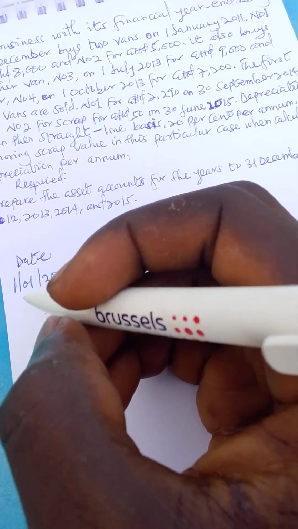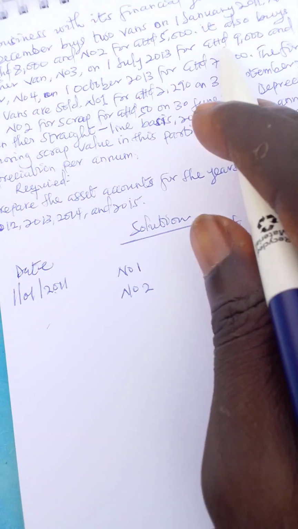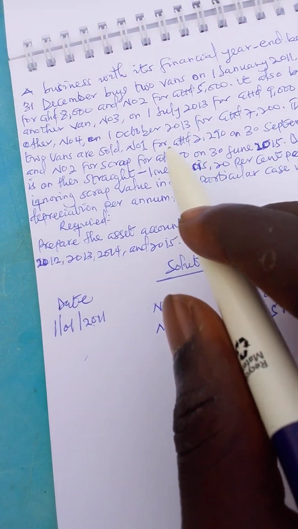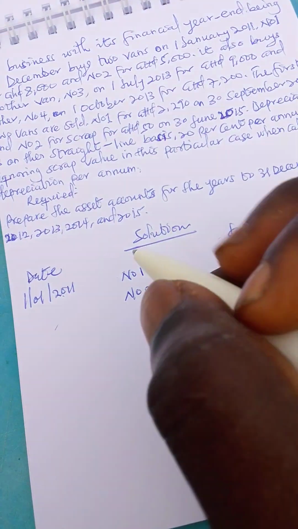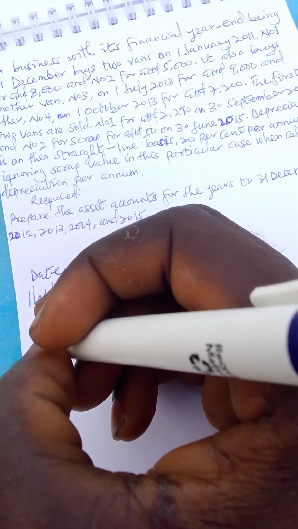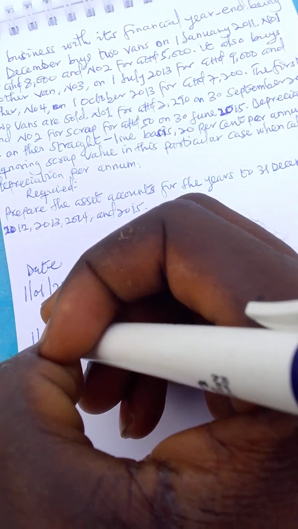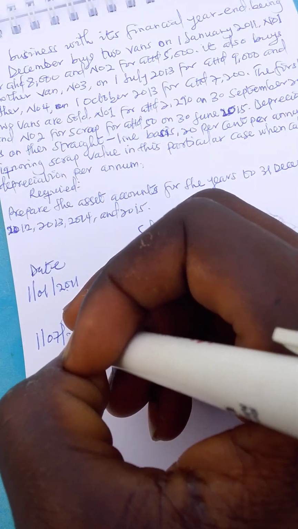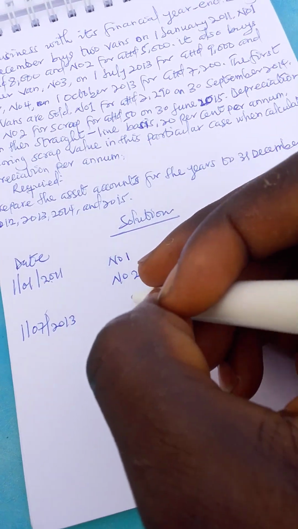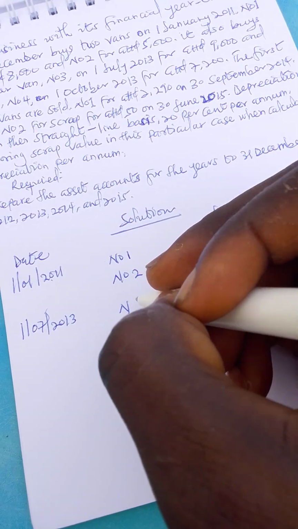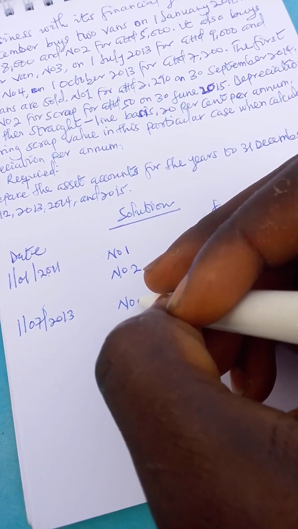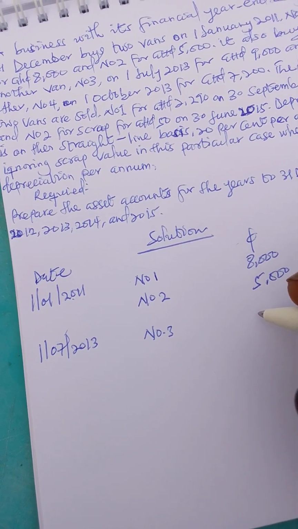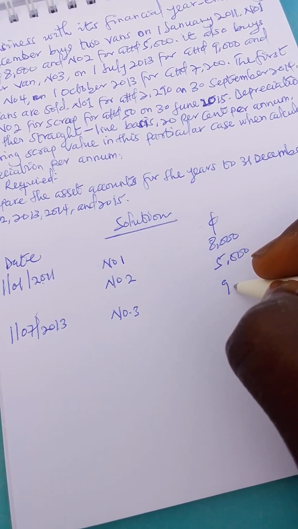So in 2012, no asset was purchased, but in 2013 there was an asset that was purchased, which is asset number 3. Asset number 3 was purchased on 1st July. July is the 7th month, 2013. The asset is number 3, and they used 9,000 to purchase.